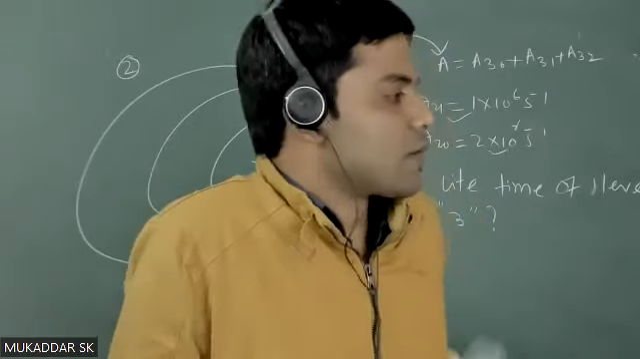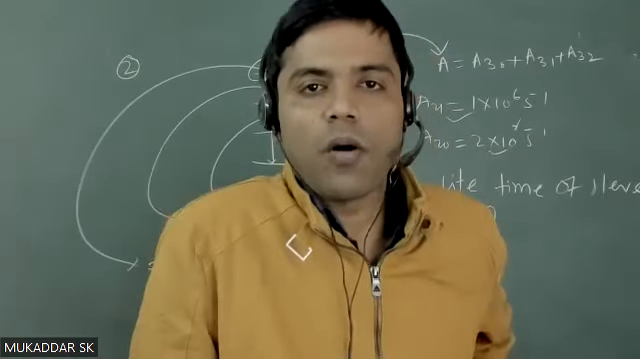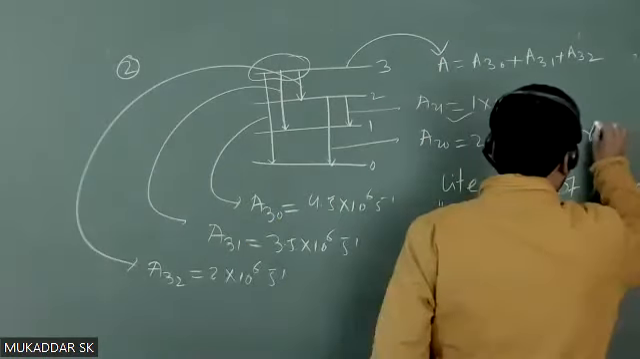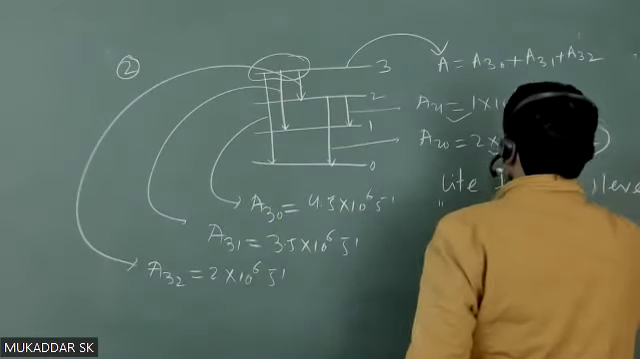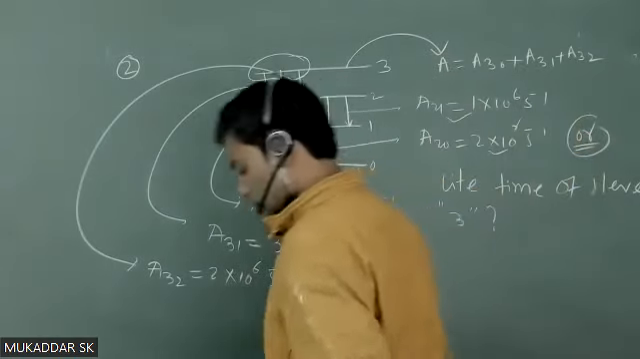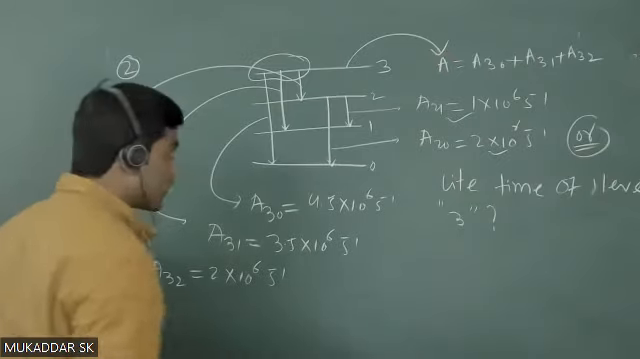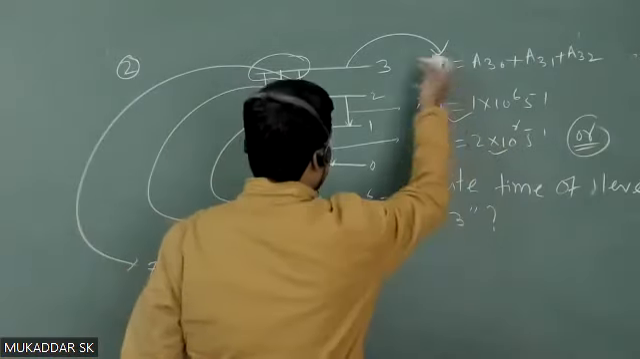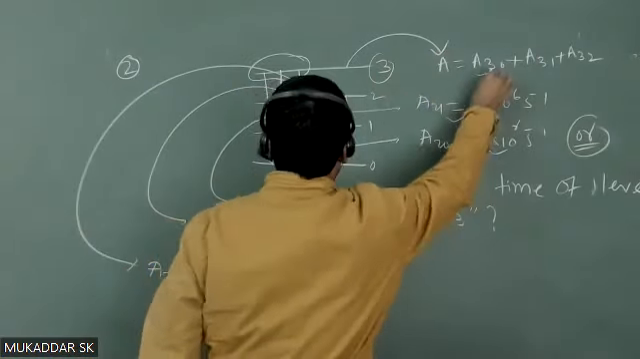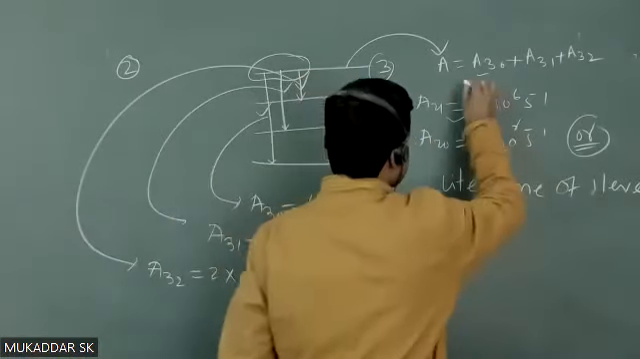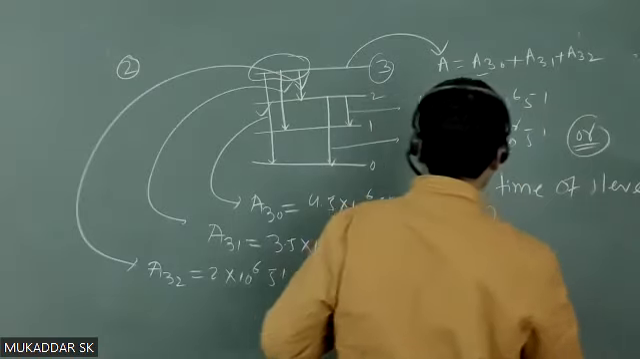So with these probabilities, whenever that or term comes, you are familiar with the OR gate, right? Or means you have to add the probability. So net probability of spontaneous emission of level 3 will be A30 plus A31 plus A32. So net will be how much? Check how much it comes.